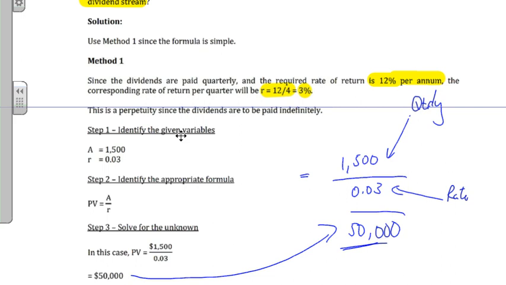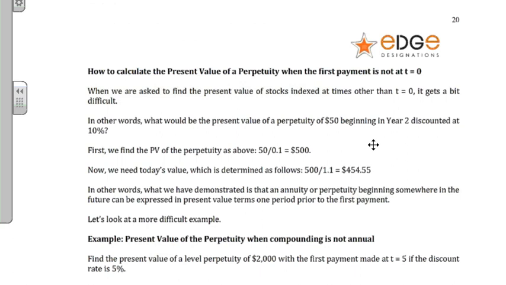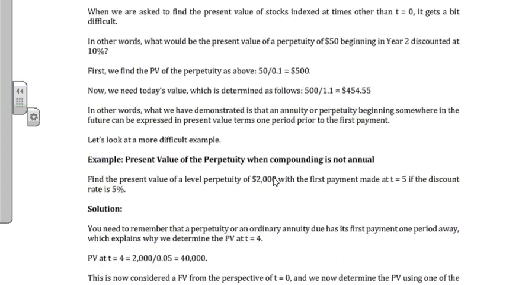Okay, we move on a little bit. Next question. How would we calculate the present value of a perpetuity? What have we been dealing with up until now? The first payment has always been at the beginning, at time period 0. Well, what if it wasn't at time period 0? What if the first payment was not at time period 0? I'm going to show you an example over here.